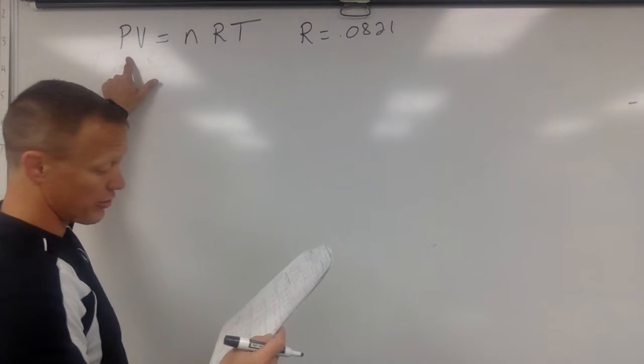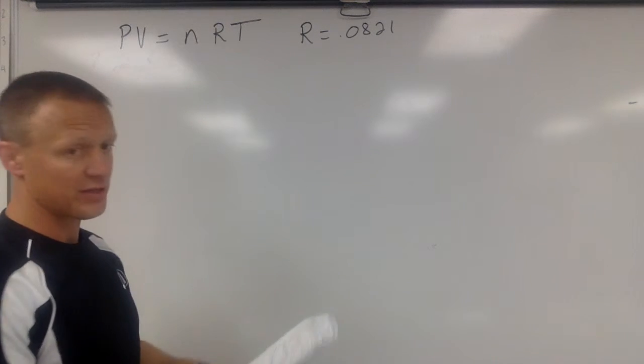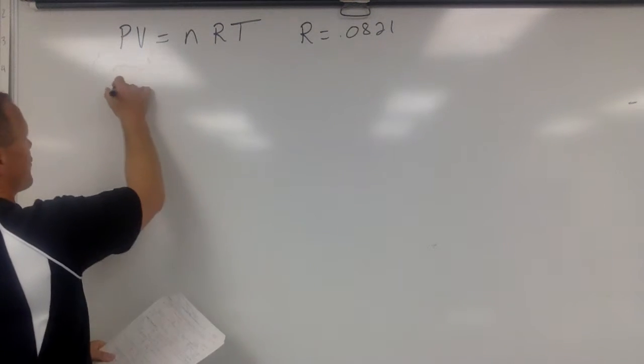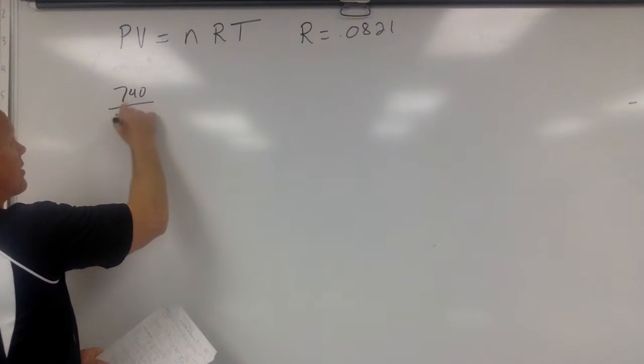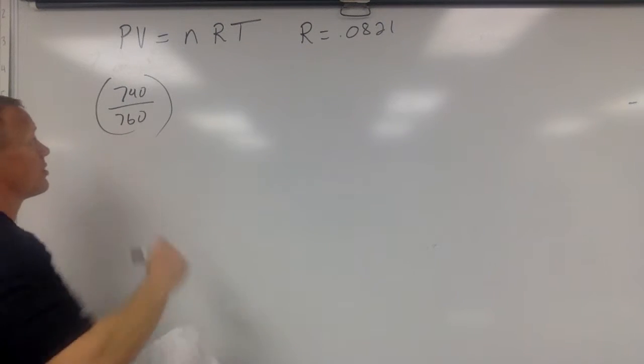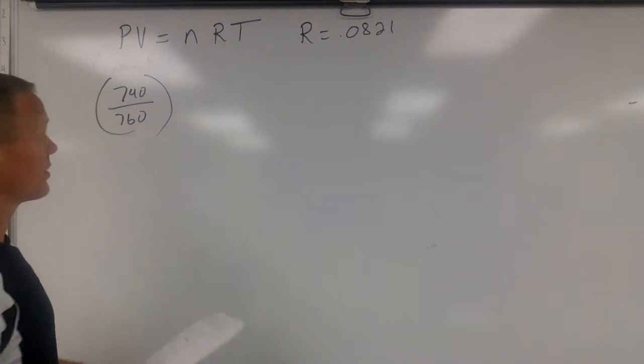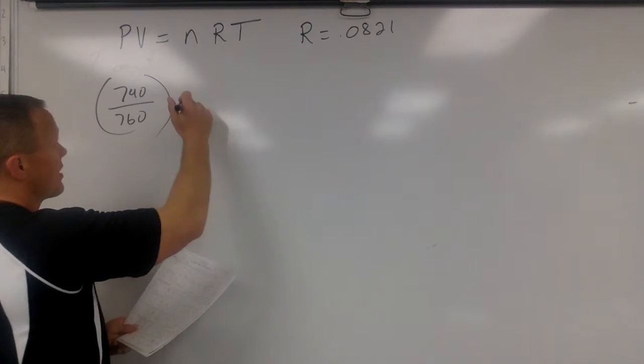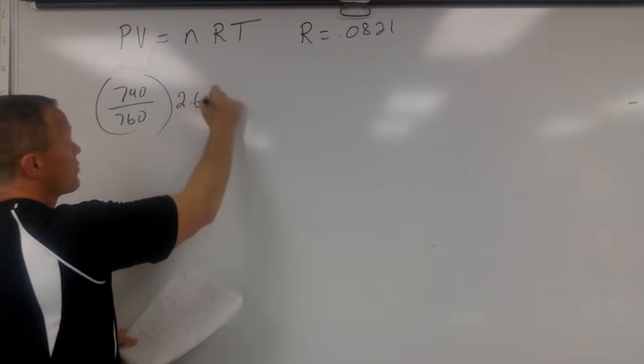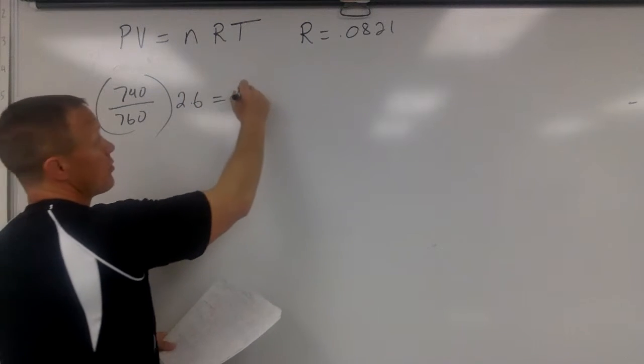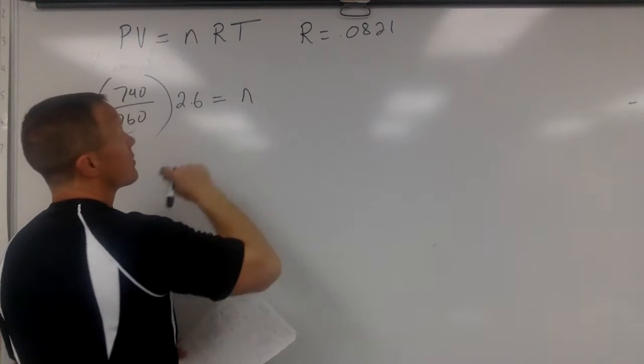We need pressure here. Remember, pressure has to be in atmospheres. It gives it to us in millimeters of mercury, so we have to take 740 divided by 760. Okay, and you can do that and plug it in there, so it's going to be 0.9 something. The volume in this case is 2.6 liters. Remember, n is the number of moles, so we're going to solve for that.